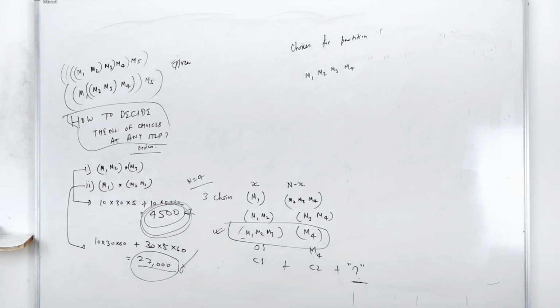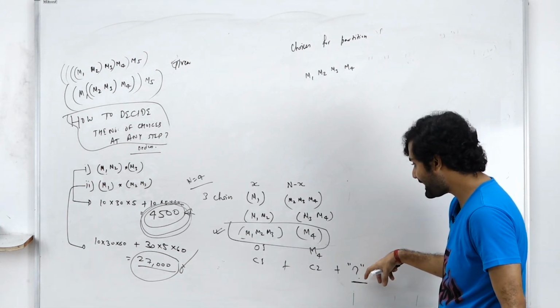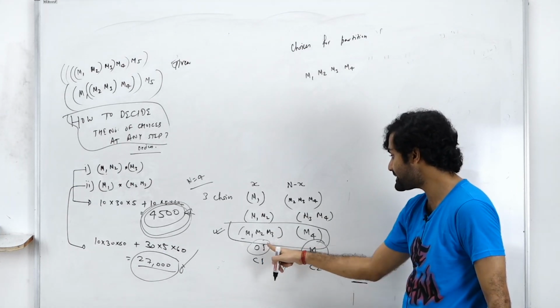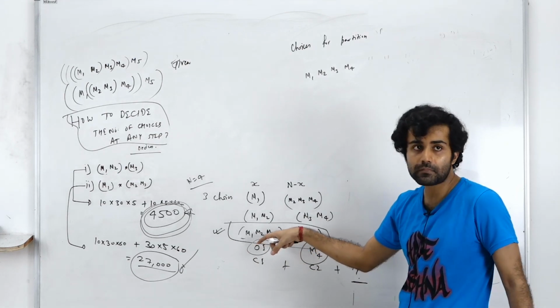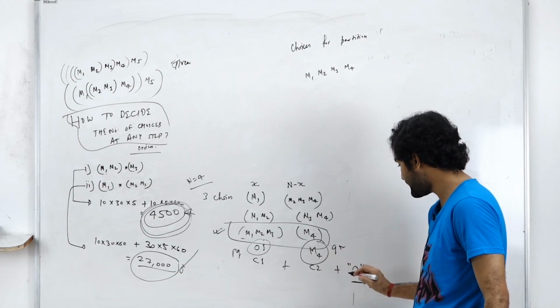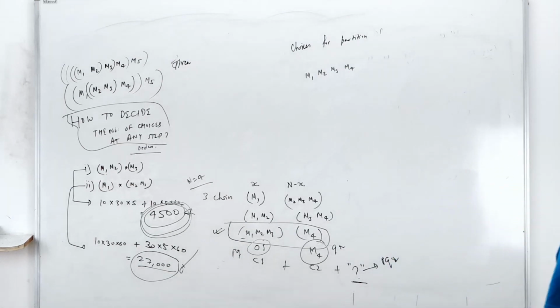So the point to understand over here is that there will be one additional cost also, and that additional cost will be the cost of multiplying O1 with M4. Let's say the dimension of O1 that I received after multiplying these three was P cross Q, and if this was Q cross R, then can I say that this thing will be PQR? Yes or no? So this will be the overall cost.